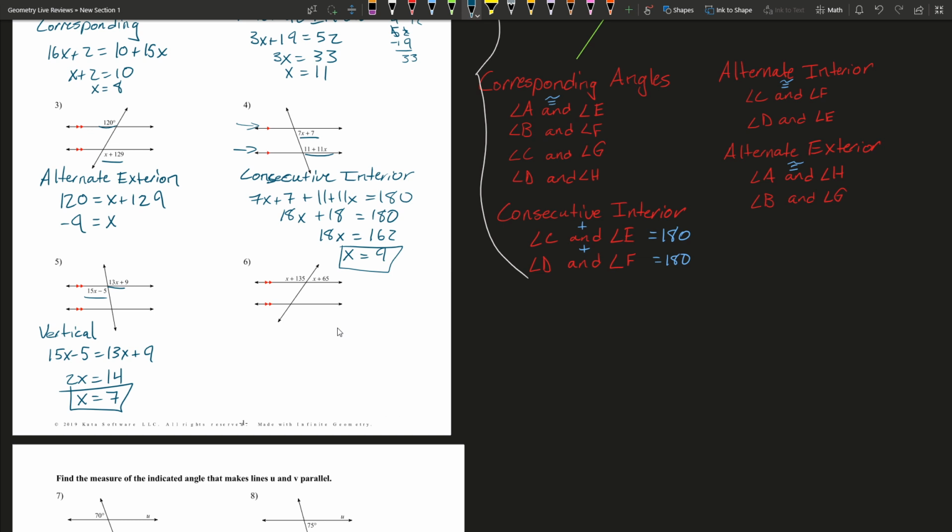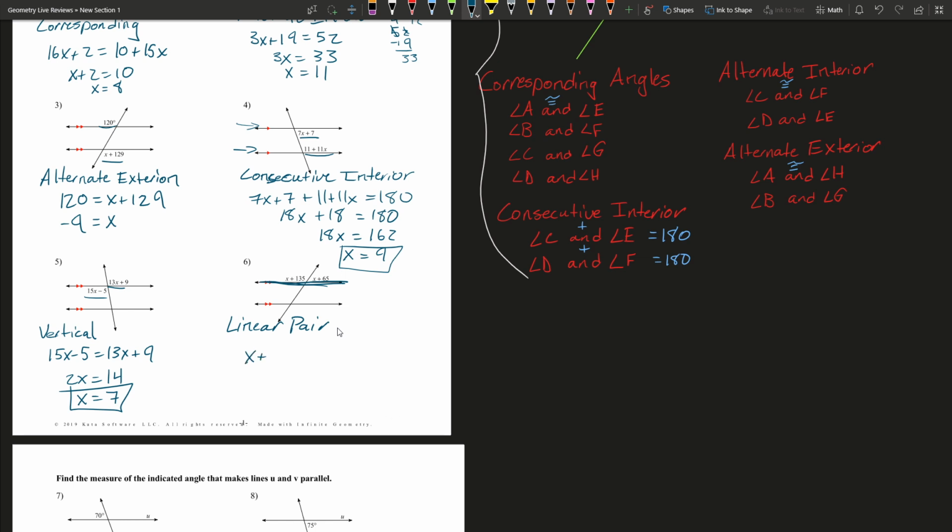Number 6. Again, this is one you have to keep an eye out on. These two angles form a linear pair because their opposite rays form a straight line. Because they are a linear pair, they are also supplementary, which means they add up to 180 degrees.